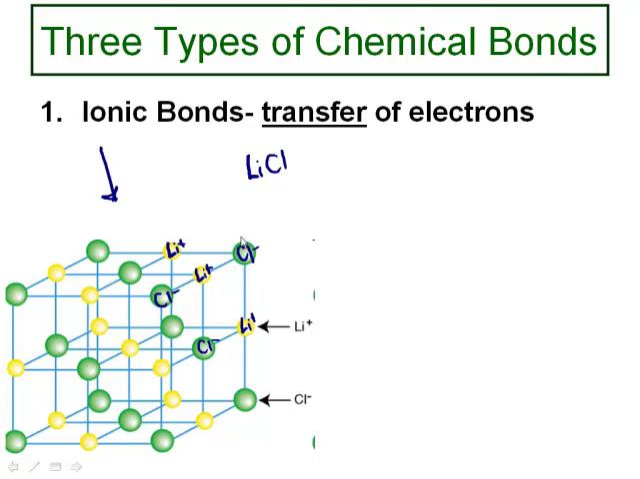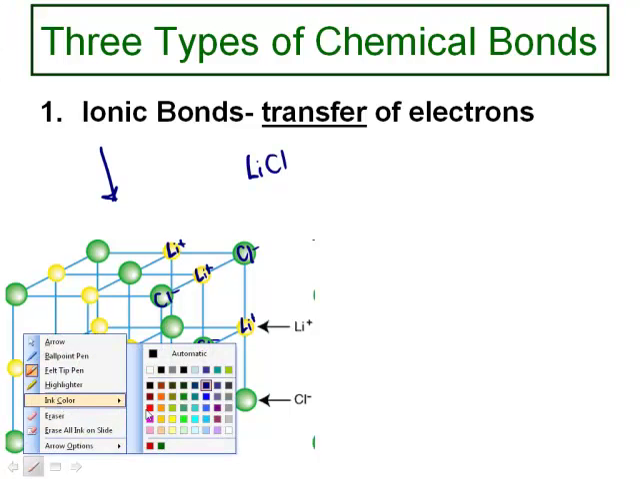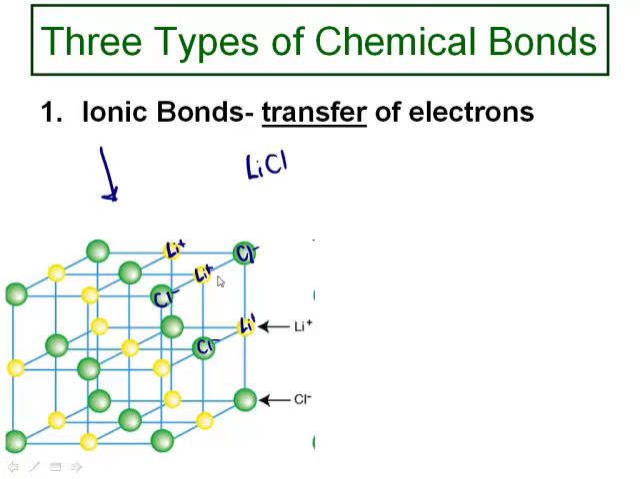The lattice is this repeating pattern of positive ion, negative ion, positive ion, negative ion, where those ions squish together. What holds this crystal together is the attraction between the different ions. I'm going to use a different color here to show the attraction. This lithium ion is positive. It is attracted to this negative chloride ion right there. However, it is also attracted to this chloride ion here and to this chloride ion right here.